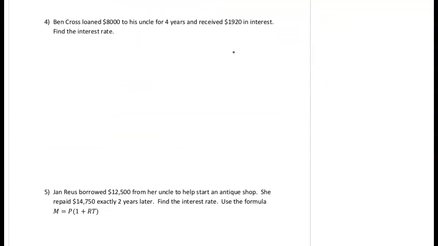Ben Cross loaned $8,000 to his uncle for 4 years and received $1,920 in interest. Find the interest rate. So we're going to go back and use one of those formulas that was given to you. I equals PRT. P was principal, R was rate, T was time. And we're going to fill in what we know. So the amount that was loaned or borrowed was $8,000. That's the P value.